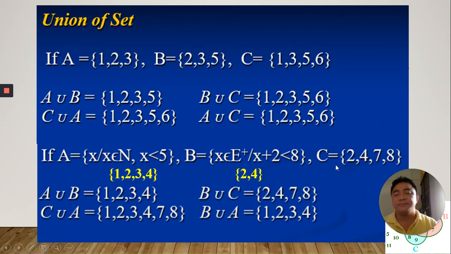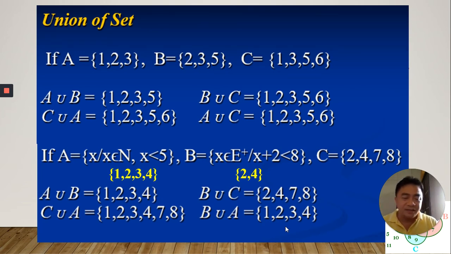So we have the question, A union B, we have 1, 2, 3, 4. C union A, we have 2, 4, 7, 8, so 1, 2, 3, 4, 7, 8. B union C, we have 2, 4, 7, 8. Or B union A, we have 1, 2, 3, 4. It's easy. Just combine the elements of the two sets, and only write an element once if it is common.